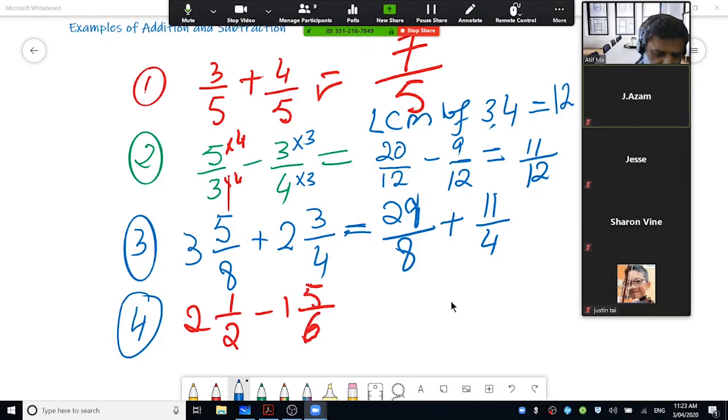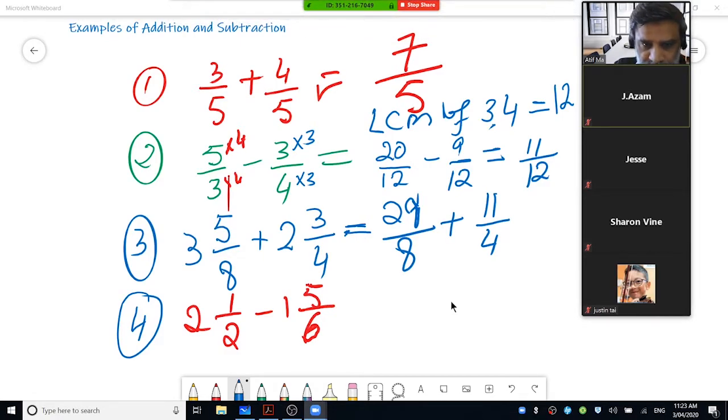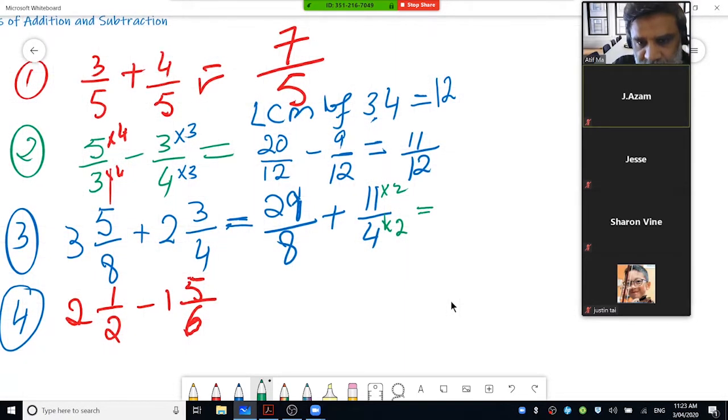Okay, so 29 plus, so now because the denominators are different, we will have to make it equal to 8. So we times it by 2, and we here times it by 2 also. So this becomes 29 over 8. Sorry, sometimes the writing is giving a problem.